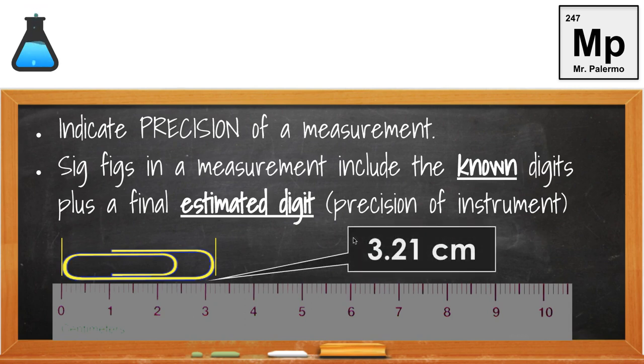So I got 3.21 centimeters. I got that it's just past this 2 millimeter mark here. But some of you may have 3.22 or 3.23 centimeters. And those are all correct measurements because that last digit is the estimated digit. And that's the precision of the instrument. So in this case, this instrument, this ruler, is precise to the nearest hundredth place, or nearest hundredth of a centimeter.